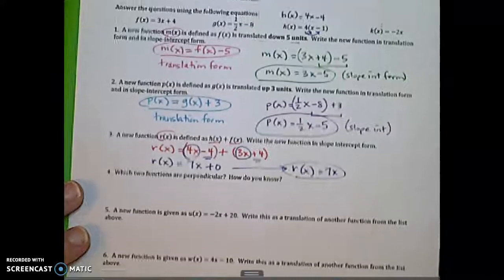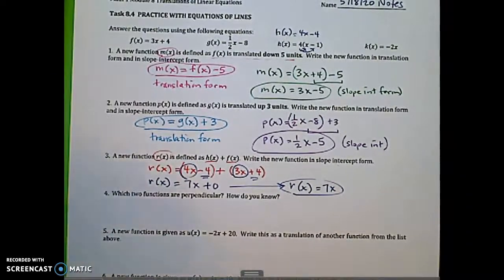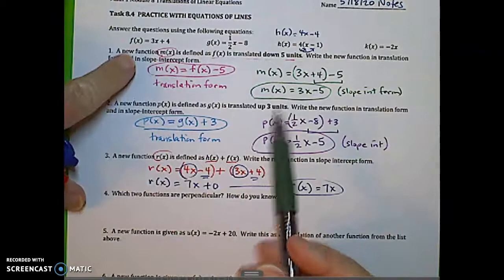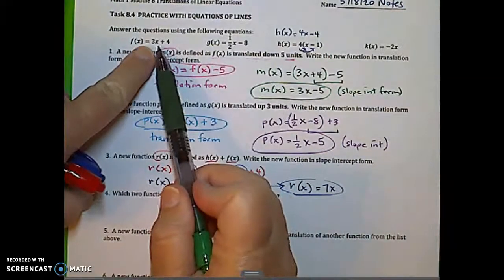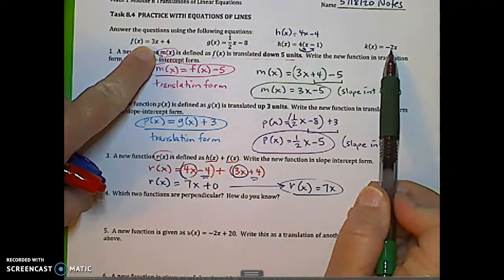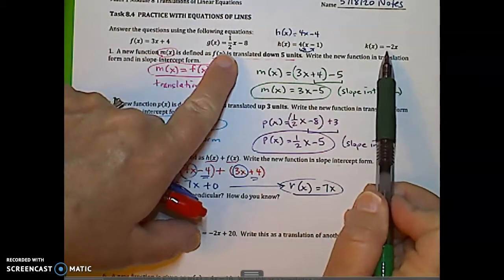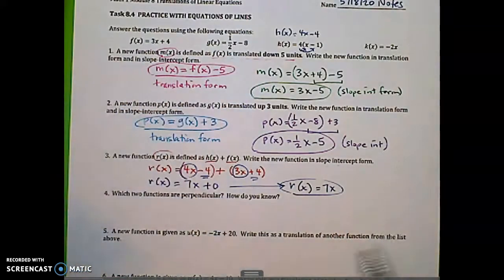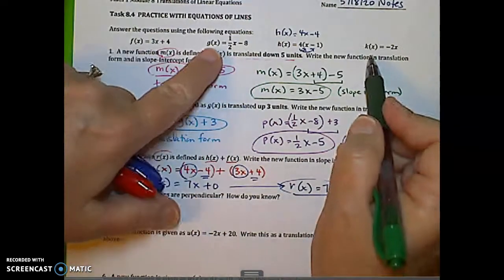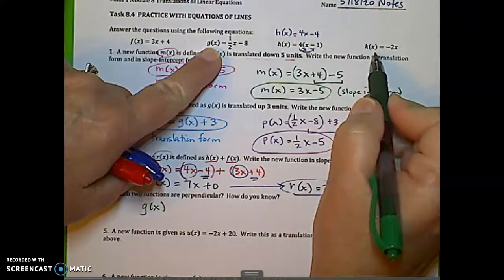Alright, the next one. Which two functions are perpendicular and how do we know? Well, hopefully you're already thinking, perpendicular lines have opposite reciprocal slopes. So let's look for opposite reciprocal slopes. I got 3, 1/2, 4 and negative 2. So the only thing that could possibly work here is 1/2 and negative 2. Those are opposite reciprocals. So my perpendicular functions are g of x and k of x.